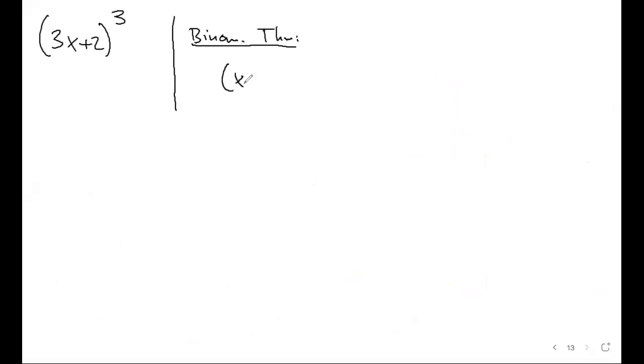Okay, let's do 3x plus 2 to the 4th power. Well, let's do it 3rd power, right? Typically, you'd have to do 3x plus 2 times 3x plus 2 times 3x plus 2, but with the binomial theorem, you don't have to. The binomial theorem says that x plus y to the n is going to be this thing. And you do have to memorize this.